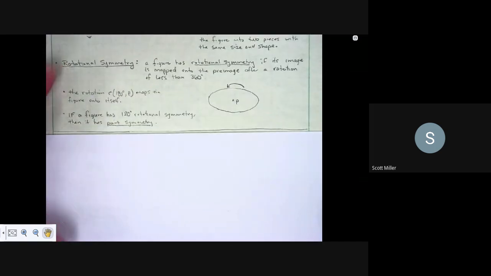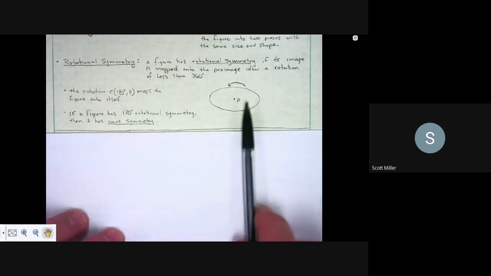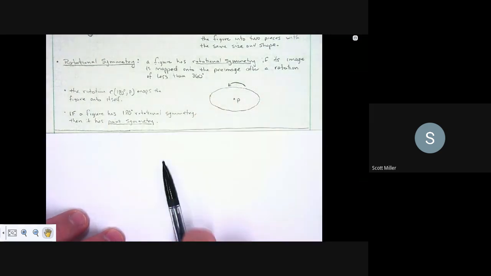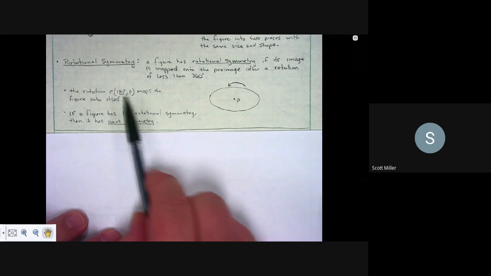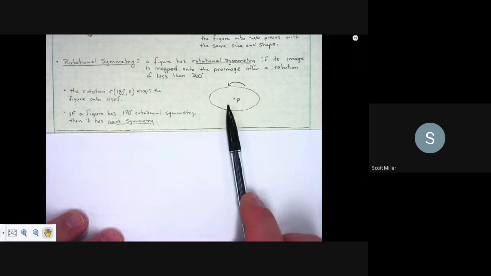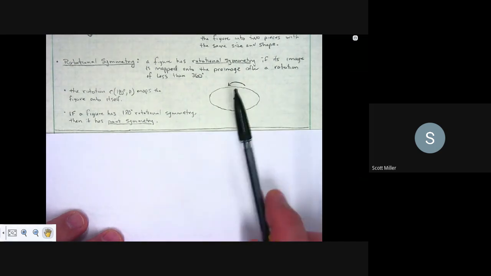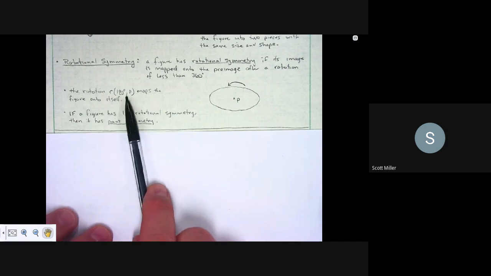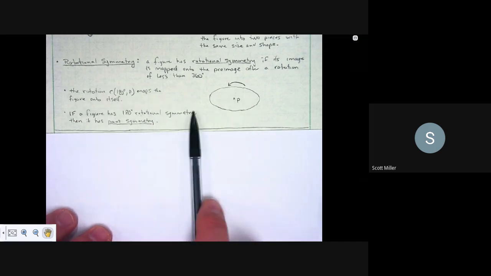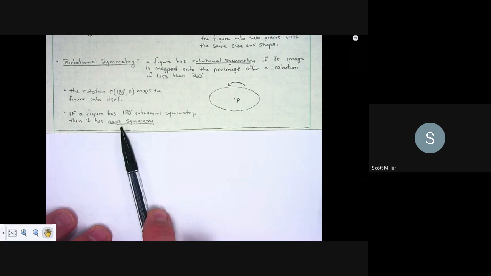Here, if I take this shape and this point right here and I rotate it around that point 180 degrees, I'm going to get the exact same picture again. So this picture has 180 degrees rotational symmetry. And if that happens, at 180 degree rotational symmetry, sometimes it's called a point symmetry.